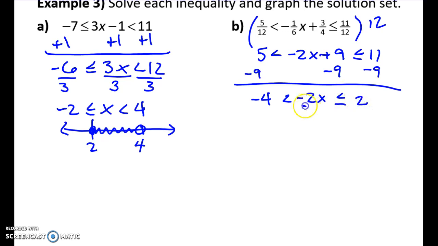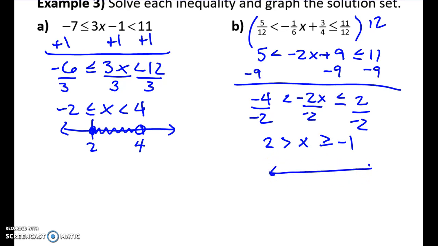Then I'm going to divide everything through by -2. Now every time we divide by a negative, remember that flips these symbols. So I end up getting 2 is greater than x, which is greater than or equal to -1. And so when I graph this, this is no longer in our least to greatest order. I have a closed dot on -1, an open circle on 2, and I want what's in between. And that's how we do that.